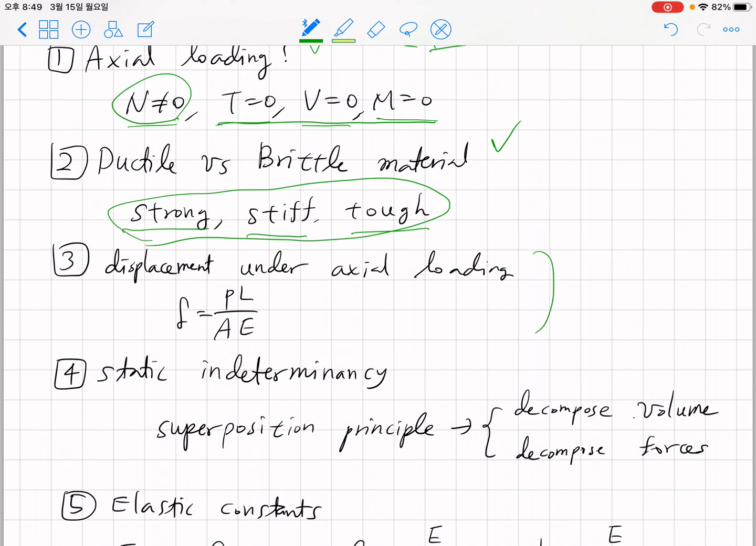After we discussed ductile and brittle material, we move on to how to obtain displacement under axial loading. So when you want to obtain displacement under axial loading, you have to obtain force P and length L and the cross-sectional area A and Young's modulus E. Okay, so as a combination of this P, L, A, E, you can obtain the displacement delta.